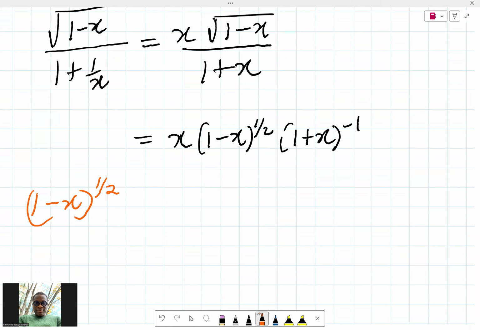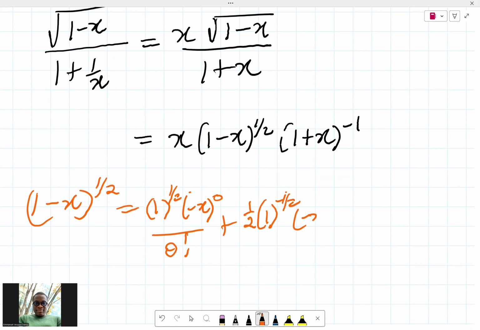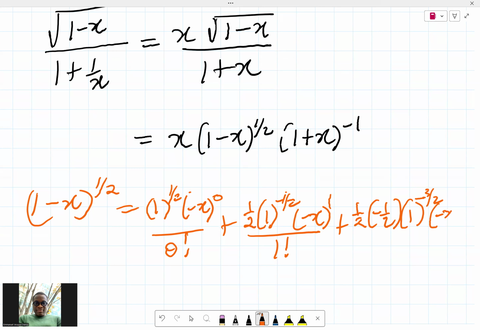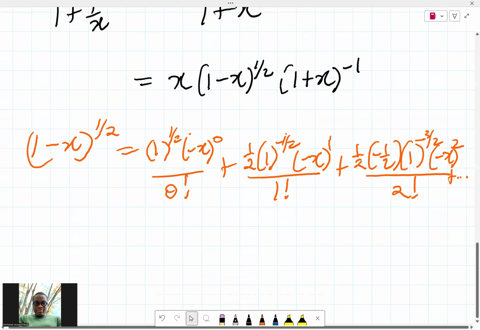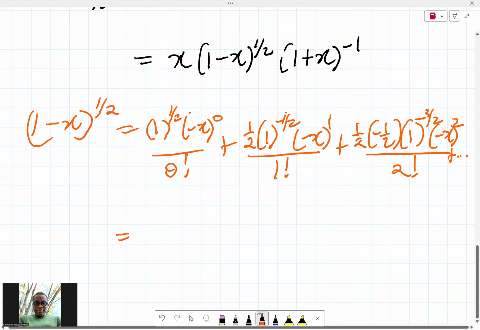This is the fractional power. So we can use the general rule, which is that 1 raised to power half minus x raised to power 0 over 0 factorial, plus the half comes down. So half into 1 raised to power minus half, that's half minus 1. Then minus x raised to power 1 divided by 1 factorial plus half into minus half, then 1 raised to power minus half minus 1, that's minus 3 over 2, then minus x raised to power 2 divided by 2 factorial, and that continues. So we can stop with 3 terms. We just need the first few terms.